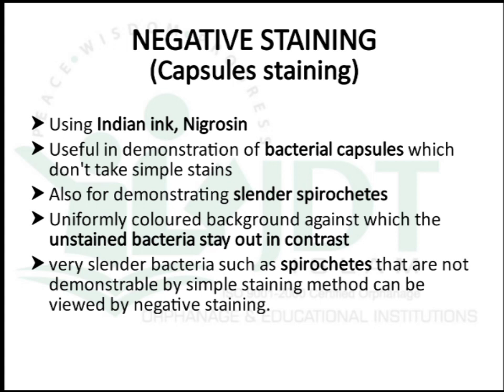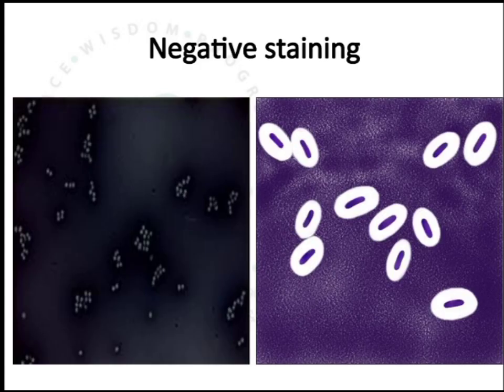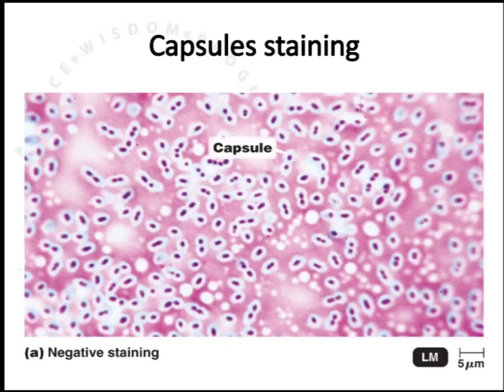Very slender bacteria such as spirochetes are not demonstrable by simple staining methods, but can be viewed by negative staining. So this will be the observation of a negative staining. We will get a dark background and a colorless microorganism which will show the capsule in negative staining. Another micrograph of capsule staining.